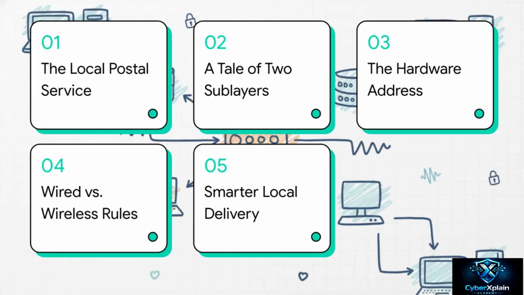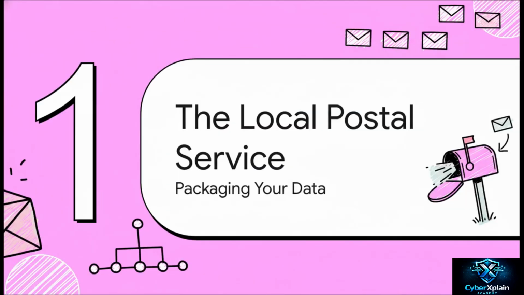So here's our game plan for this explainer. First, we'll break down what this local postal service really does. Then, we're going to meet the two sublayers that make it all tick. After that, we'll uncover the secret behind your device's unique physical address, see how wired and wireless networks have to play by different rules, and finally, we'll see how modern networks make this local delivery incredibly smart. All right, let's start with the big picture.